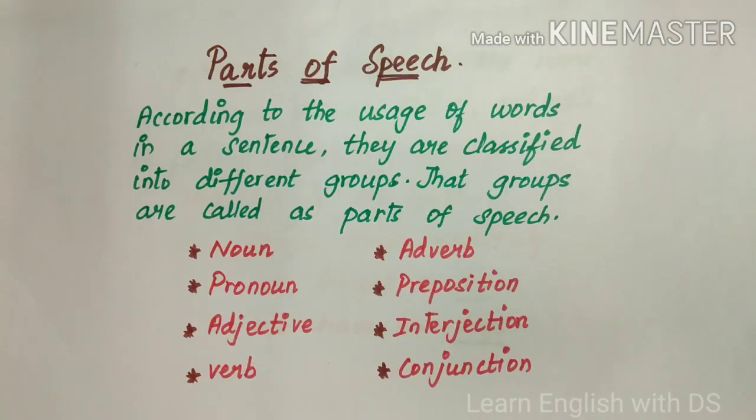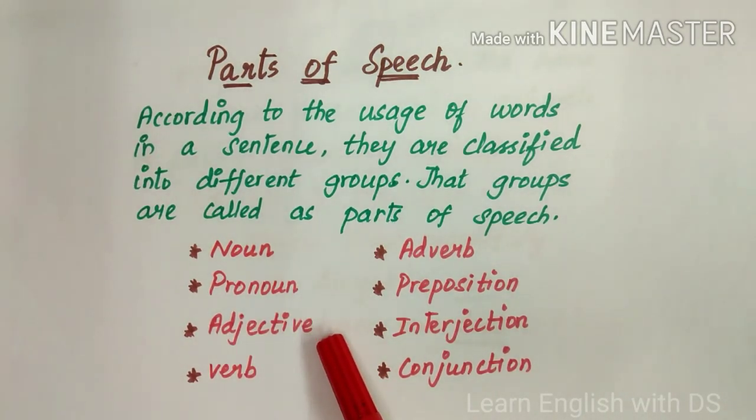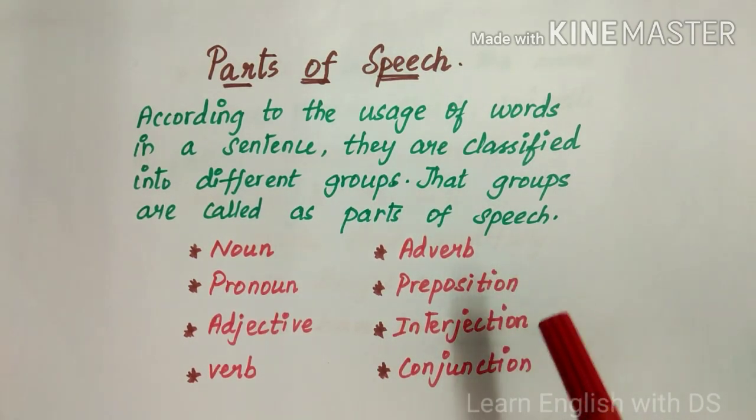Okay, at first let's see what is meant by parts of speech. According to the usage of words in a sentence, the words are classified into different groups. Those groups are called parts of speech. There are 8 parts of speech in English language. They are noun, pronoun, adjective, verb, adverb, preposition, interjection and conjunction.